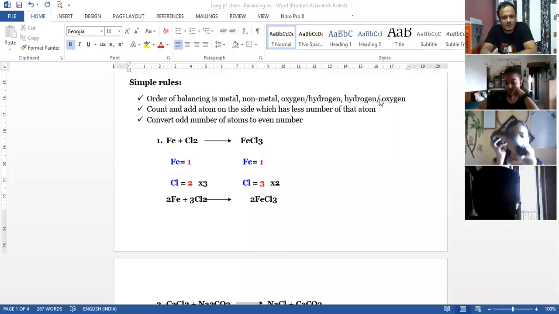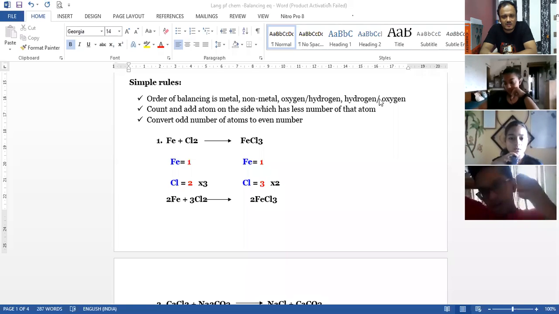You can follow any order, but in that case, you will at times sit and think about other ways to find out. But if you follow this order, that is metal, then non-metal, then oxygen and hydrogen, you will probably use less time to balance an equation. And it's just basically for convenience.